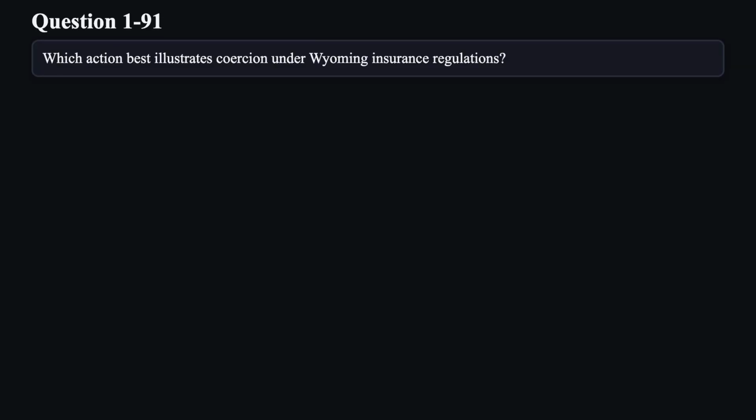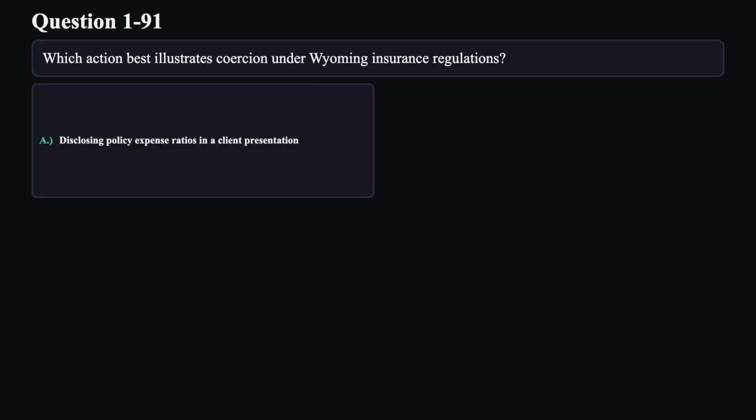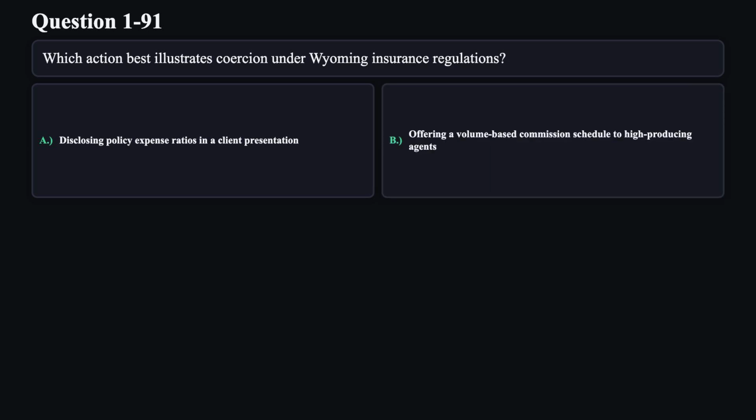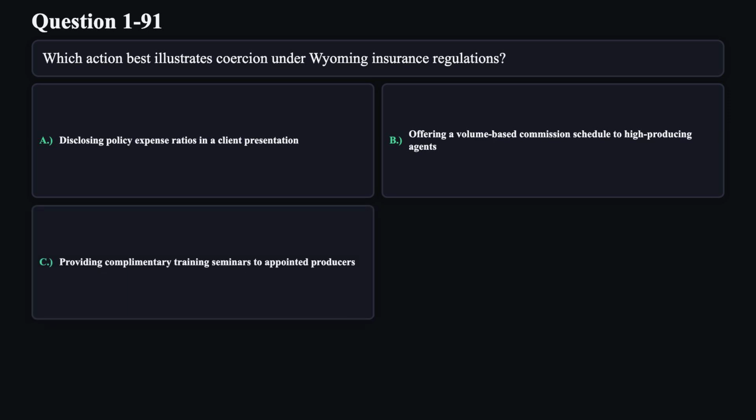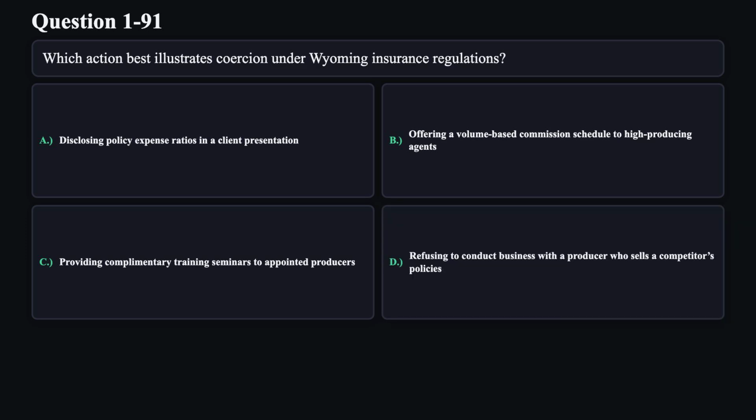Question 91. Which action best illustrates coercion under Wyoming insurance regulations? A. Disclosing policy expense ratios in a client presentation. B. Offering a volume-based commission schedule to high-producing agents. C. Providing complimentary training seminars to appointed producers. D. Refusing to conduct business with a producer who sells a competitor's policies.